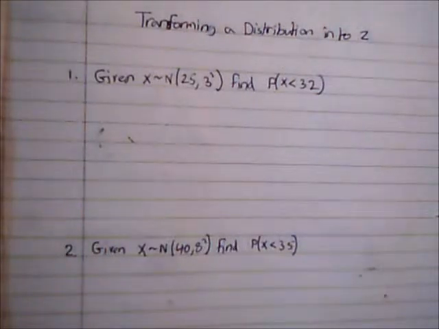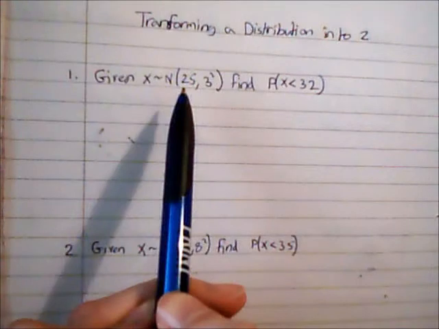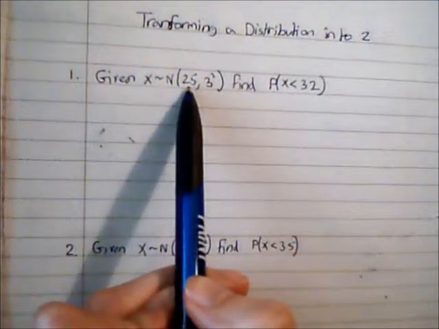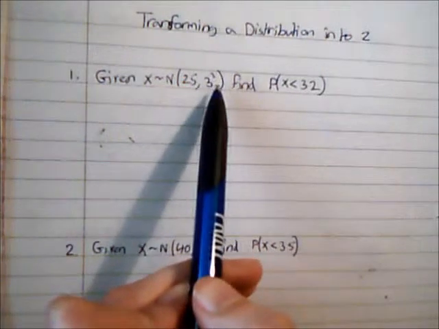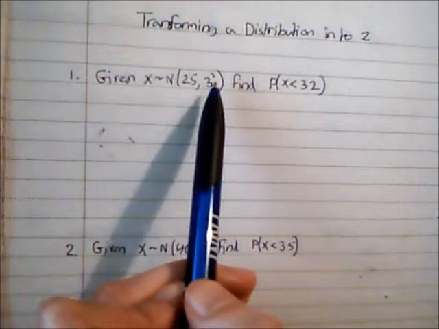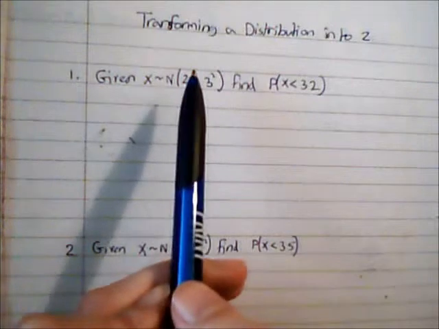So here we're told that we have a distribution X, and the fact that we write it with an N tells us a normal distribution with a mean of 25 and a variance of 3 squared. Now we often write it as 3 squared rather than 9 here, because then the 3 relates to the standard deviation, which is what we need.